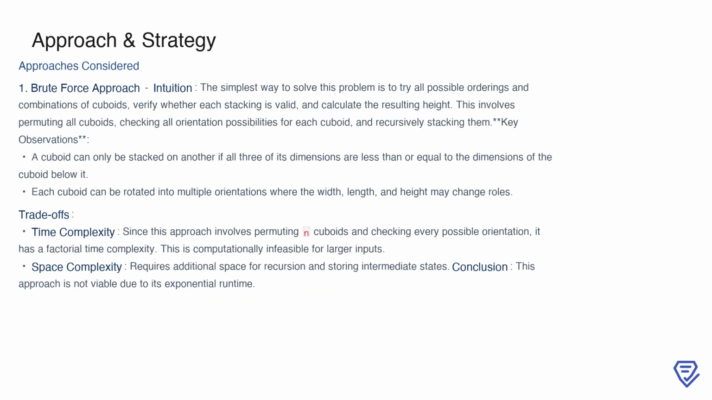To tackle the problem of stacking the cuboids for maximum height, the brute force approach is the most straightforward starting point. The idea here is to try every possible ordering of the cuboids, considering all their orientations, and recursively calculate the height for each valid stacking. For a stacking to be valid, a cuboid can only be placed on another if all three of its dimensions, width, length, and height, are less than or equal to those of the cuboid below it. Additionally, since cuboids can be rotated, each one has multiple possible orientations where its dimensions can change roles.